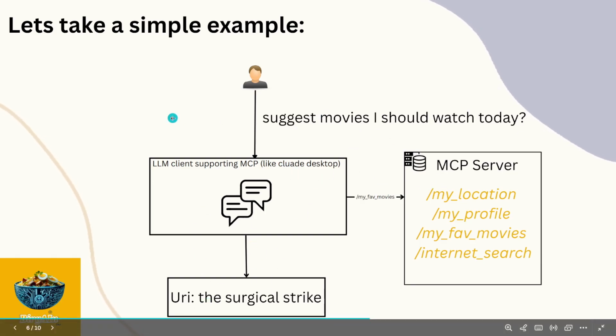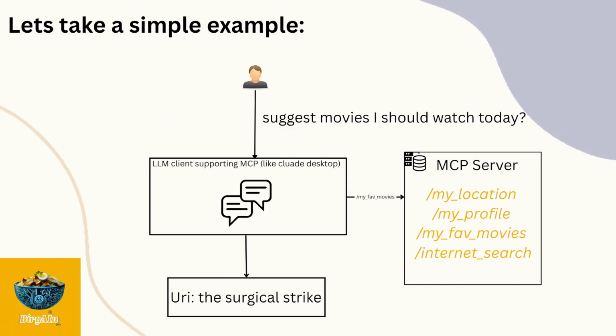Another example could be: suggest me some of the best non-vegan restaurants that I can go to today at my location. In that case, it first fetches my location through the slash my location route, and once it has the location, it can use the slash internet search tool and route to make a search and get the best non-vegan restaurants in that location. This is how we can design it, and once this MCP server is designed, we can use it with any client that is supported.